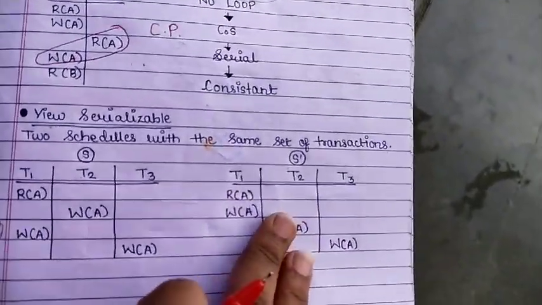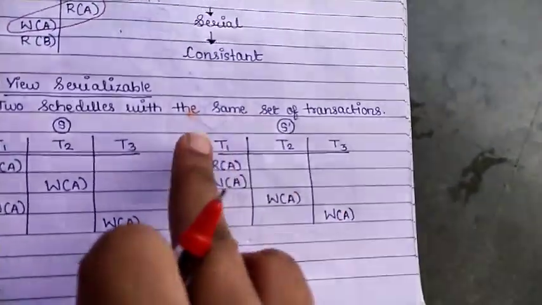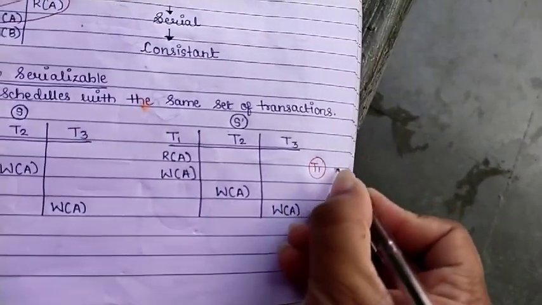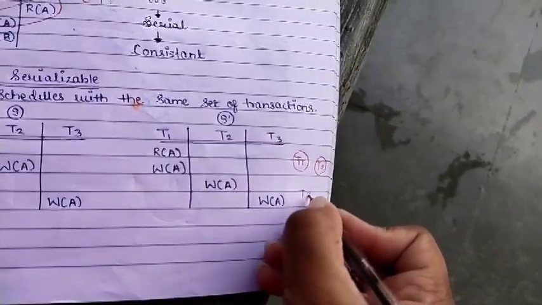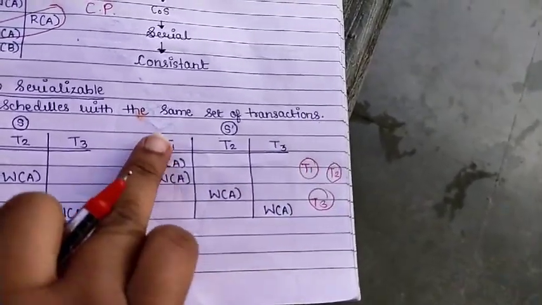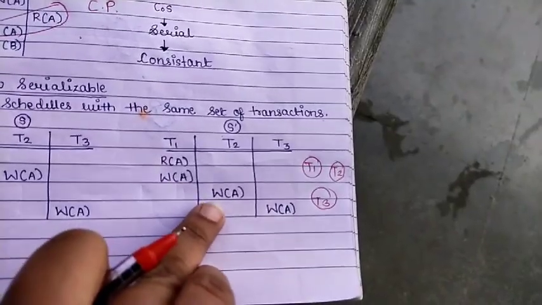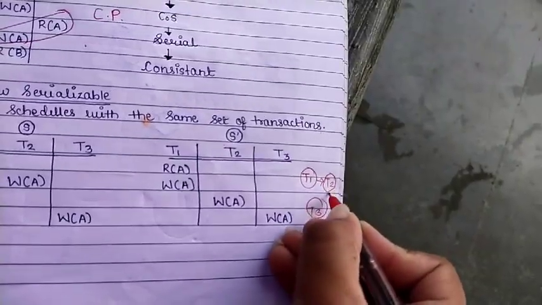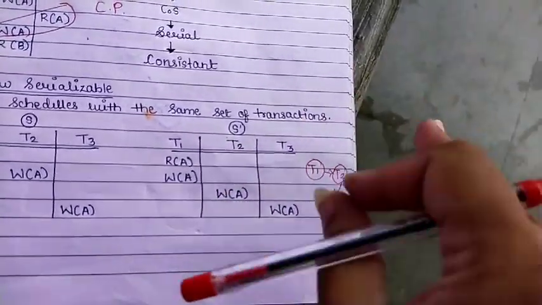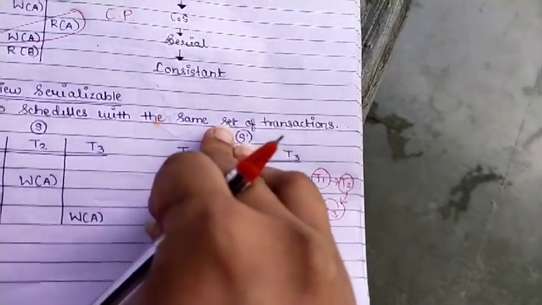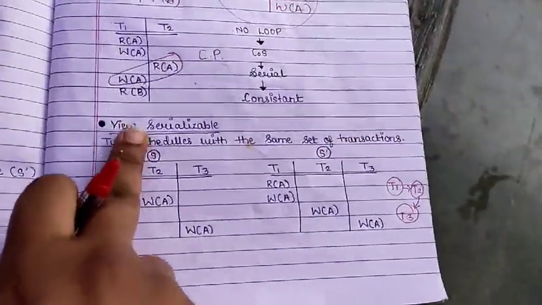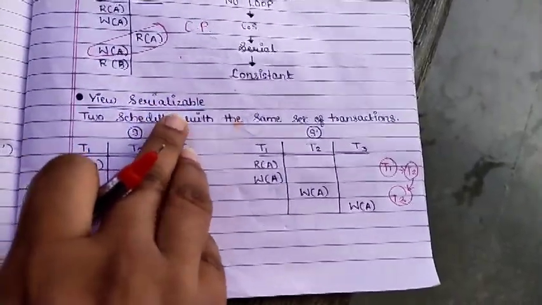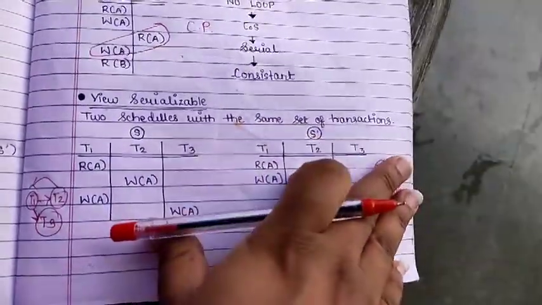So what about this schedule? Similarly, we have taken 3 transactions T1, T2 and T3. Now draw a graph for the same. Once transaction 1 executes, it goes to T2, then it goes to T3. T1, T2 and T3. There is no loop, meaning this schedule is in the form of serial. Now what do we mean by view serializable? The definition of view serializable is: two schedules with the same set of transactions.